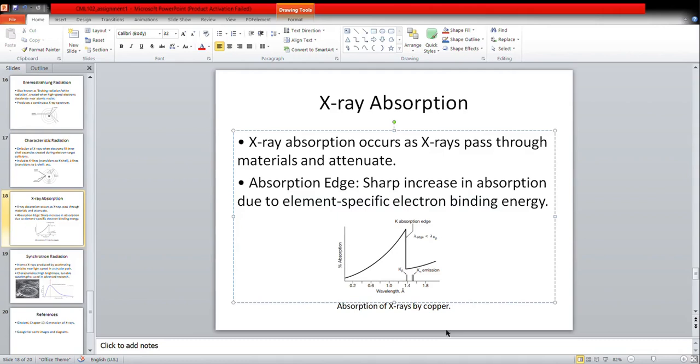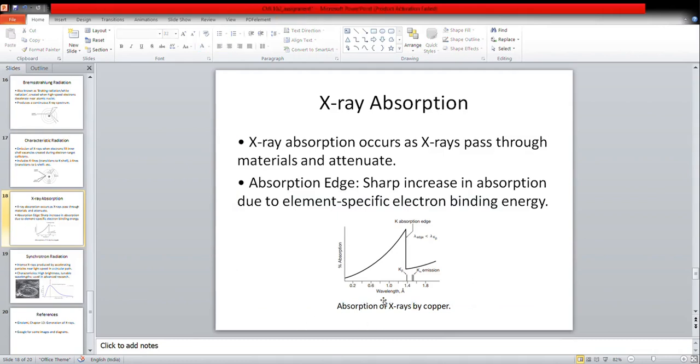This is the graph of percentage absorption versus wavelength for absorption of X-rays by copper. This is the K beta wavelength. This is the K alpha wavelength, approximately 1.5 and approximately 1.38 something. And we can see that lambda K is lesser than lambda K beta. It is also lesser than lambda K alpha.